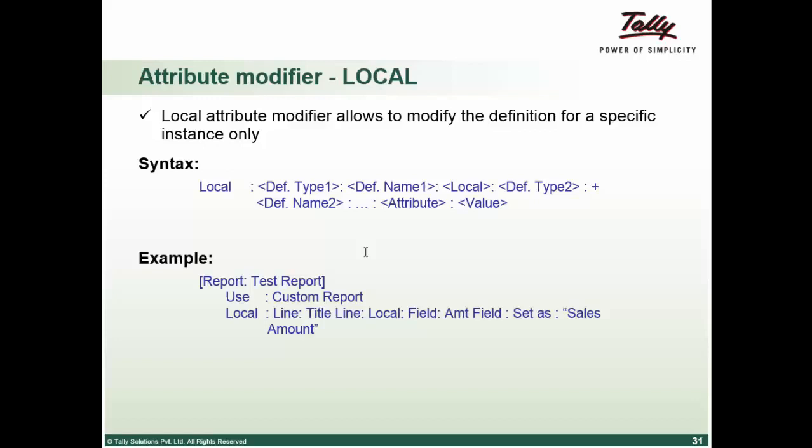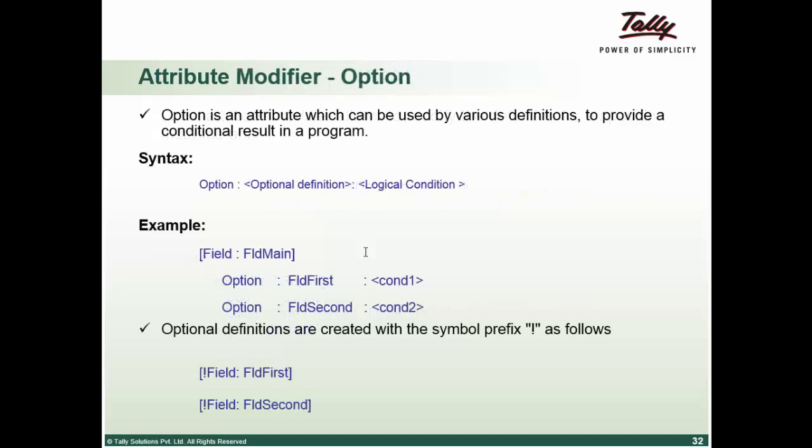Local is used to change the current definition type behavior. Then we have option, and option is an attribute which can be used by various definitions across all the definitions actually. That's menu, form, parts, line, key, field, import file, import object definitions. So all the definitions can use this.